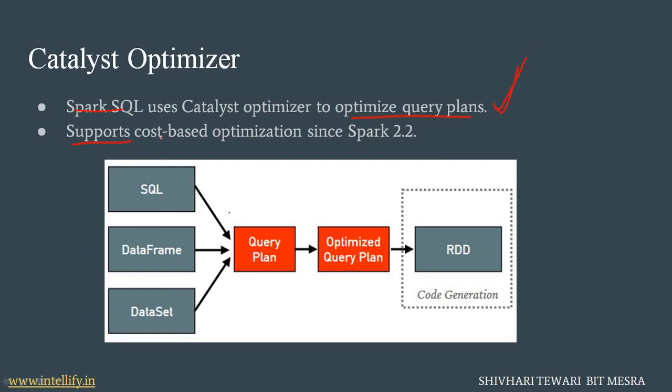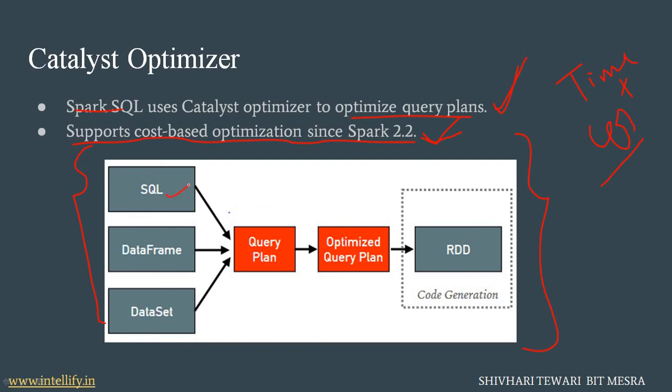Now, it supports cost-based optimization since Spark 2.2. Spark has many versions. Since Spark 2.2 came, it supports cost-based optimization, not speed-based, or we can say time-based. It is not talking in terms of time complexity. It is talking in terms of the cost of the program, how much it will cost to execute or launch the particular data set as a data model to use in some machine learning algorithm.